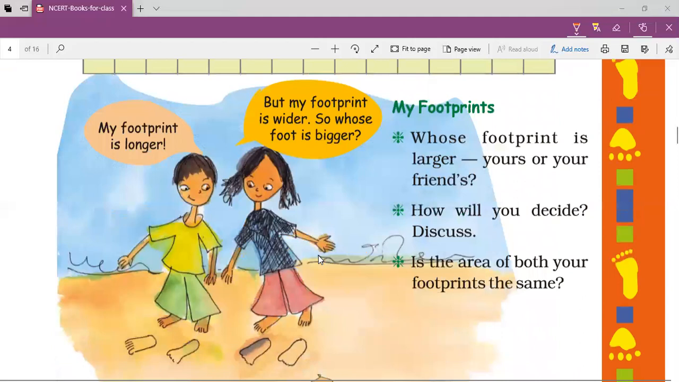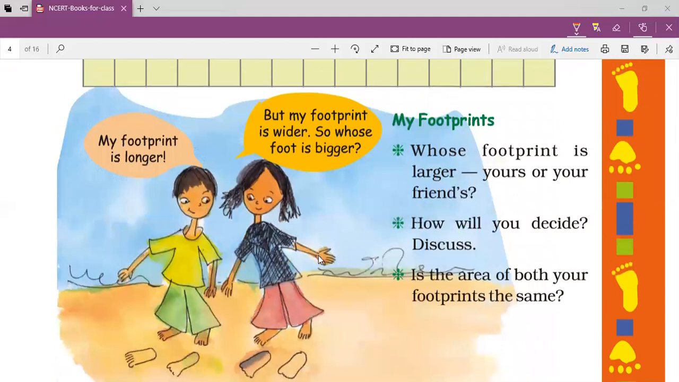My footprints. So two girls are discussing, what is she saying? The girl in yellow is saying, my footprint is longer. And the other girl is saying, but my footprint is wider. Wider means more in breadth, and this is more in height. So whose footprint is bigger?